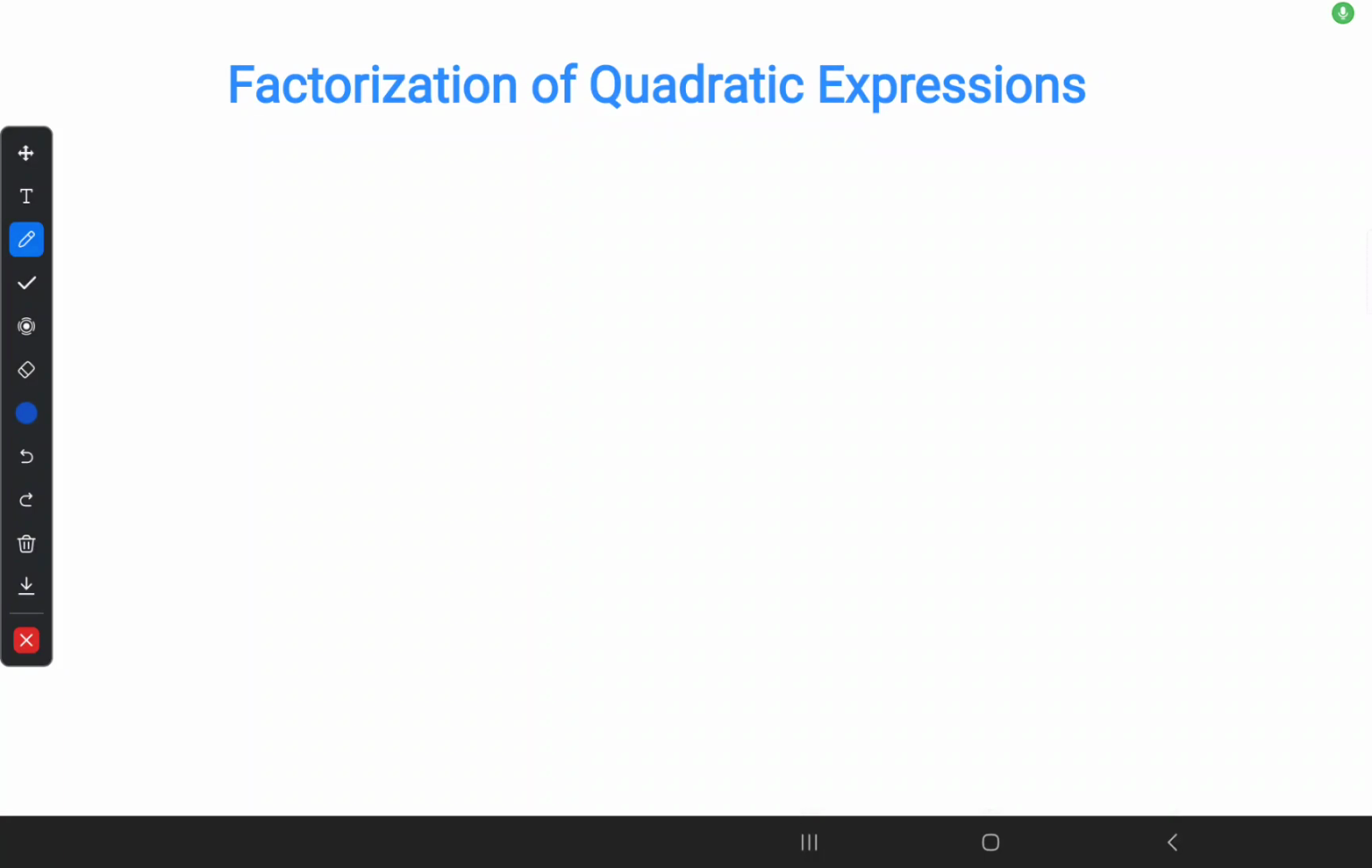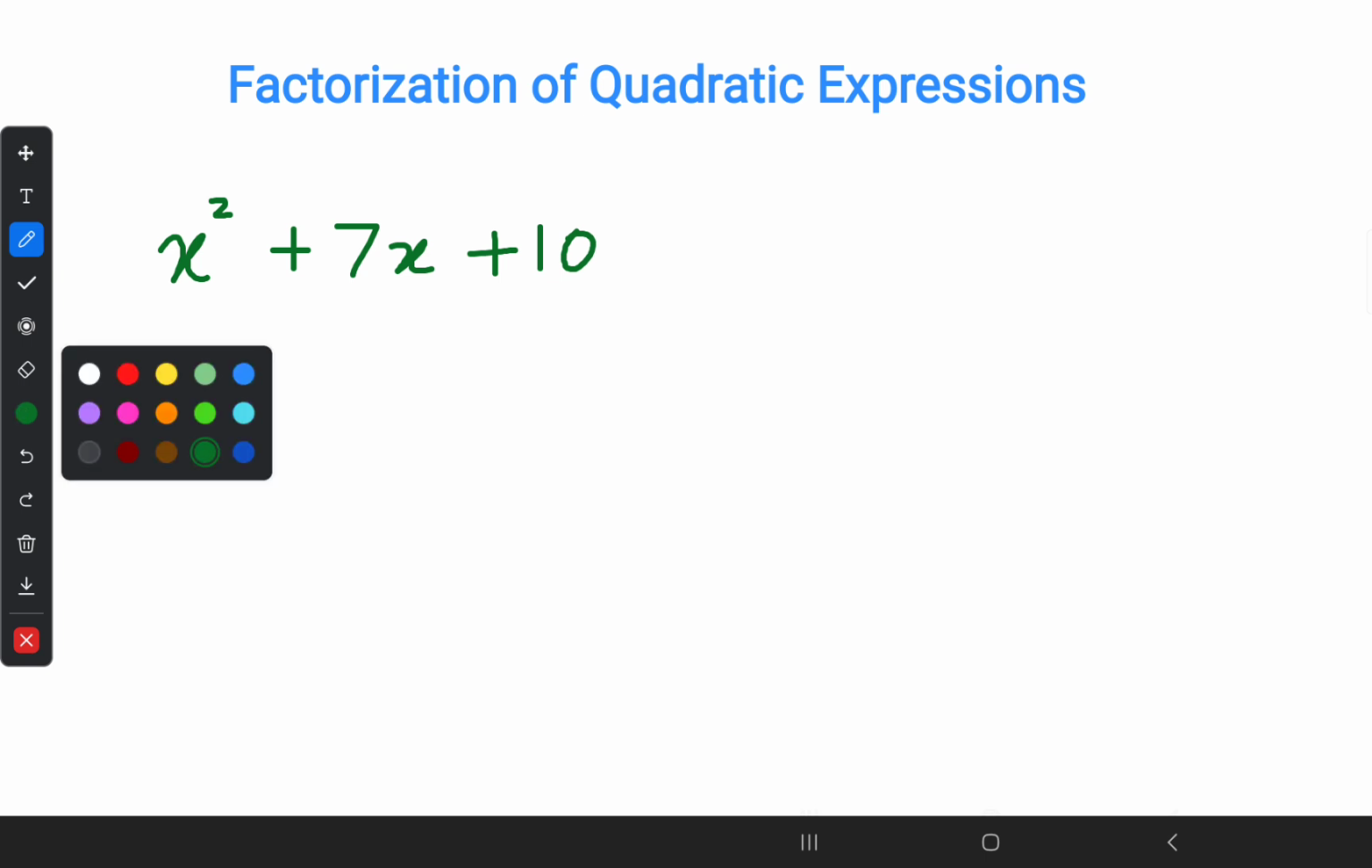Of quadratic expression. So when I give you an expression x squared plus 7x plus 10, this is the quadratic expression we are going to factorize. There are so many methods to factorize this. At your school also, you will study some other methods. I'll explain by using the easiest among those methods.